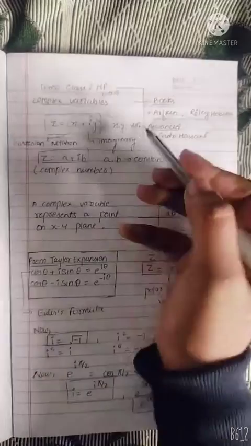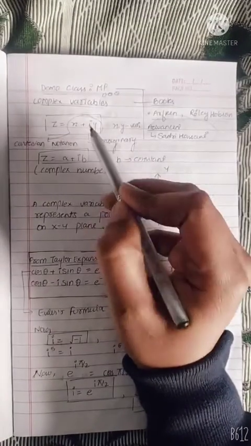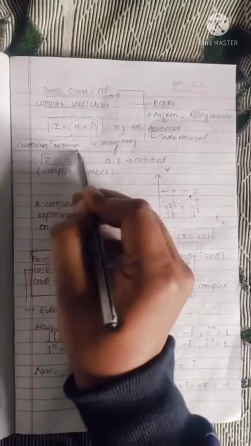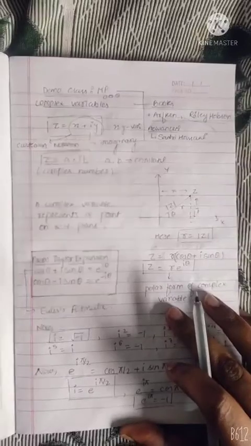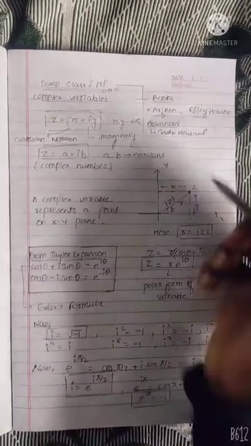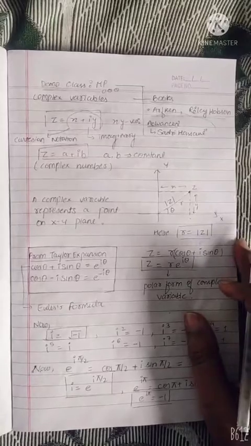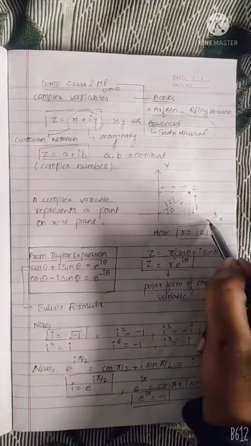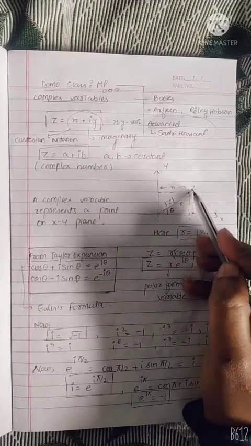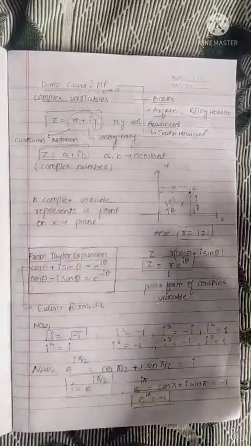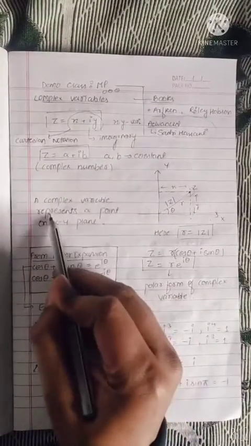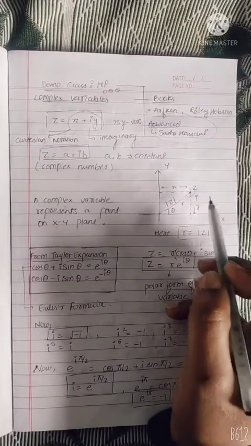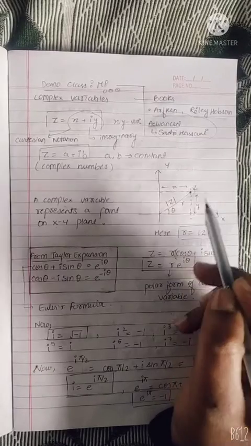The form in which we write it, where z is equal to x plus iy, is the Cartesian form, or Cartesian notation we can call it. In simple language, if we represent this complex number on the xy plane, we may say this is the x coordinate, this is the y coordinate, and it is the z point. So what is a complex variable? A complex variable represents a point on the xy plane. If this is an xy plane, then this z is basically a complex variable.